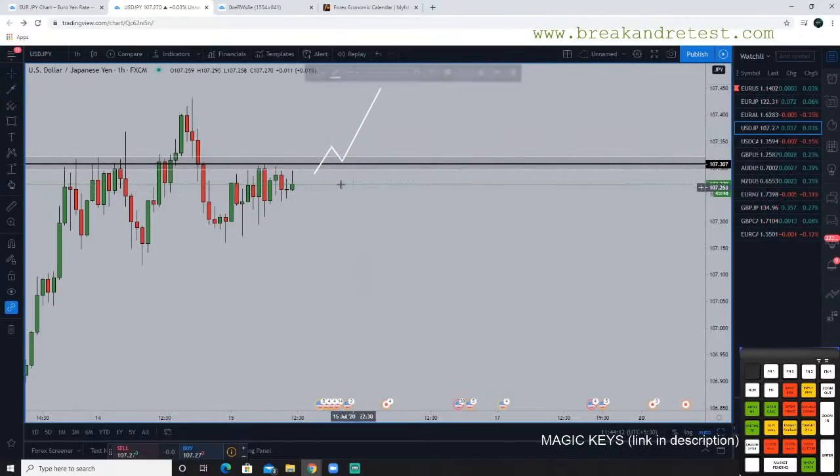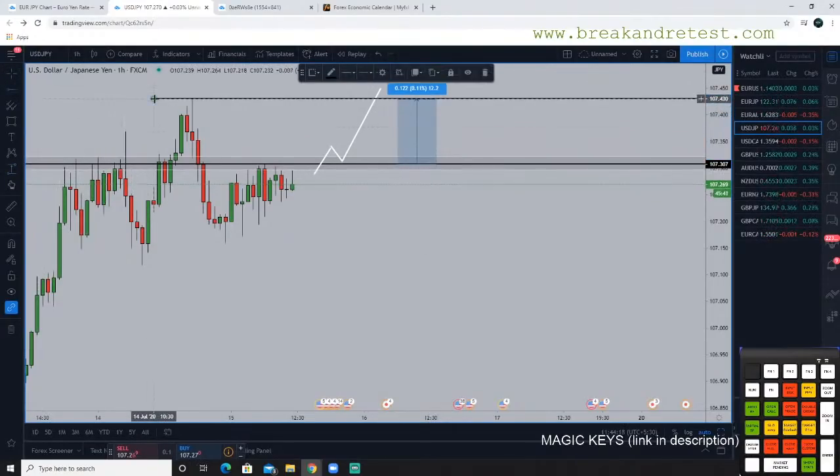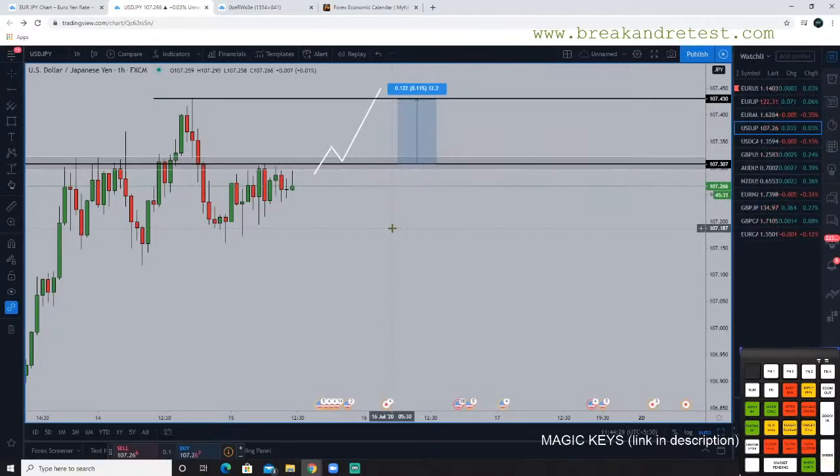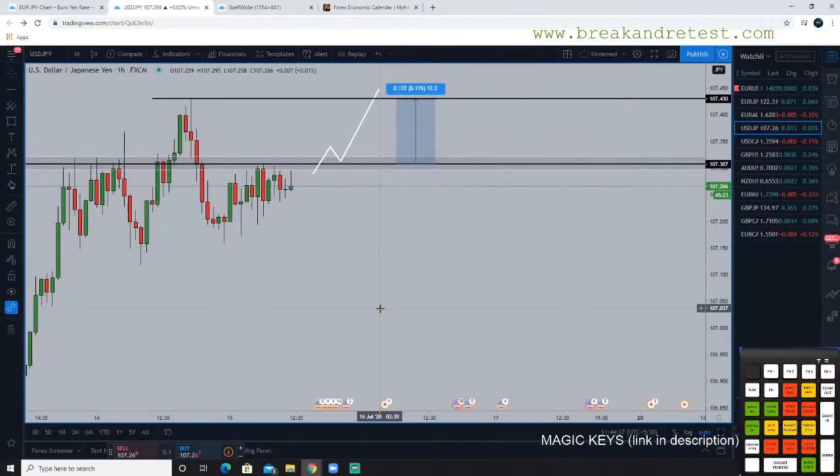Even though the ranges on UJ are very small, we can aim for 10 pips at least to fill this next range. So let's wait and see. USD JPY, this is the plan on USD JPY.